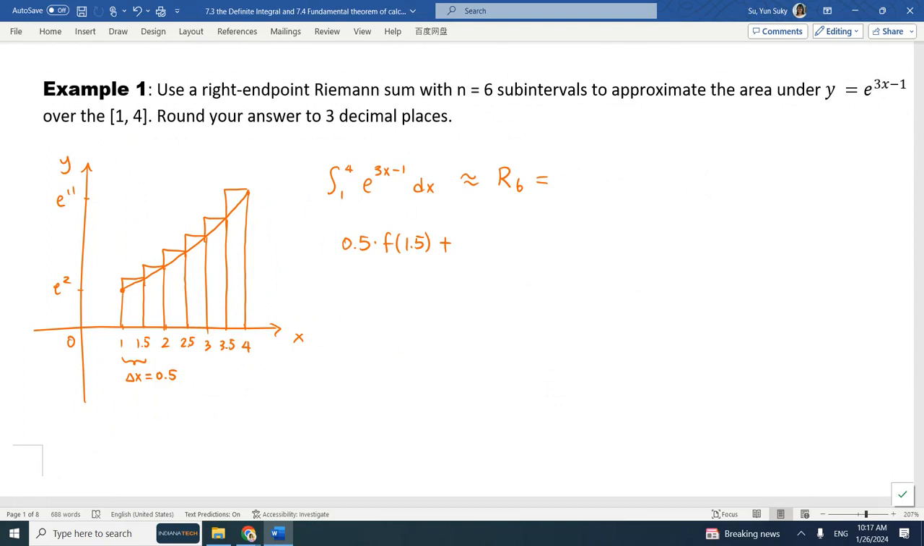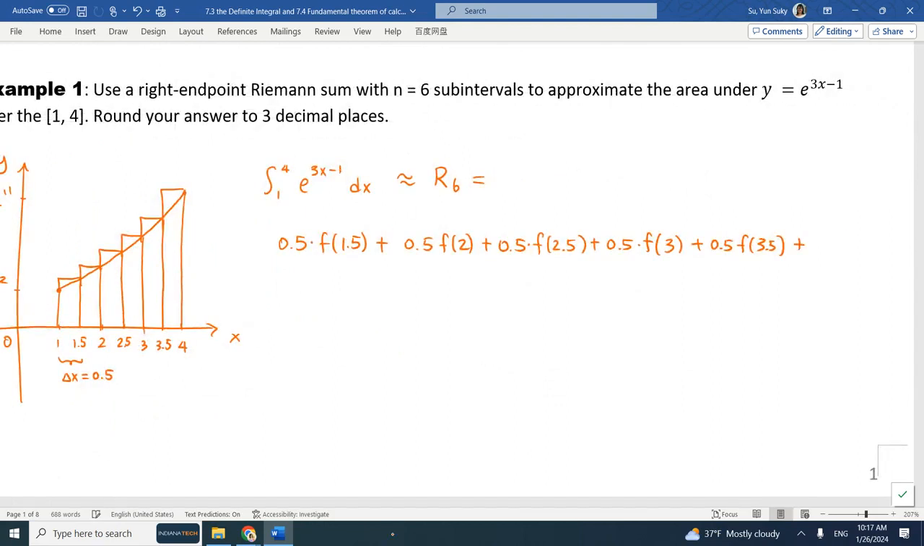Yeah, 0.5, and the height is f of 2. So 0.5 times f of 2. Next one, 0.5 times f of 2.5. Can everybody see it? And then 0.5 times what? Next rectangle, f of 3. Next rectangle. And the last one.